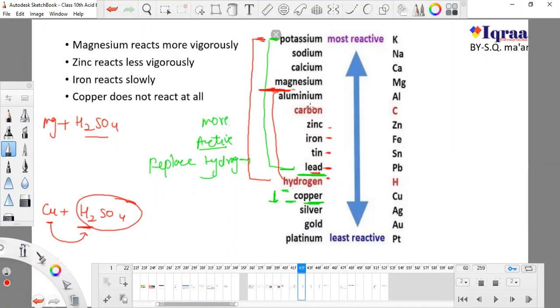Now magnesium is at a much higher rank, here our hydrogen lies and here our magnesium lies. So magnesium is much more reactive than hydrogen, so it can easily replace hydrogen because it wants to react with SO4. It can remove hydrogen because it is more reactive. So it will form MgSO4 and the hydrogen will get removed and go outside in the form of hydrogen gas. So this is all about how acids react with metals.